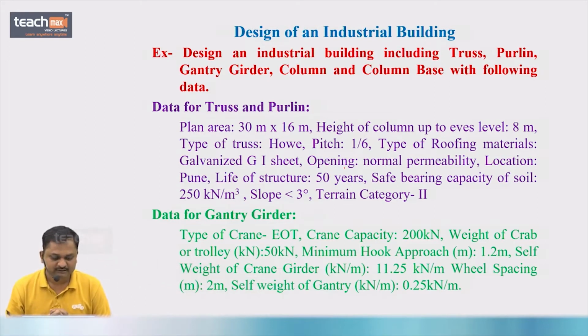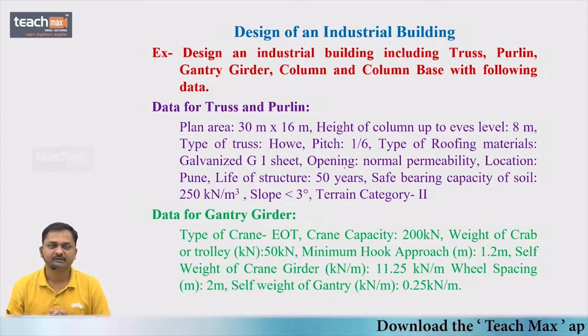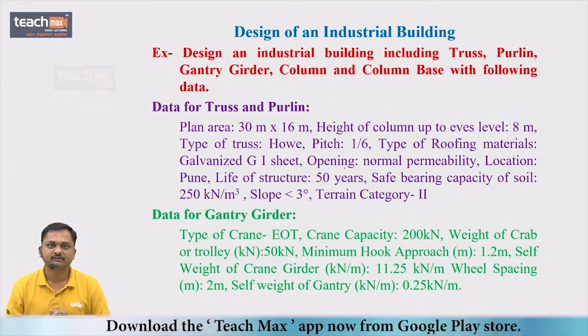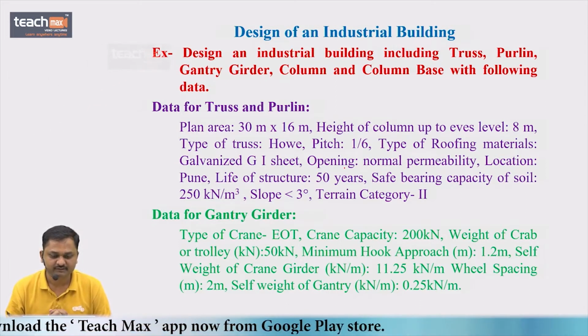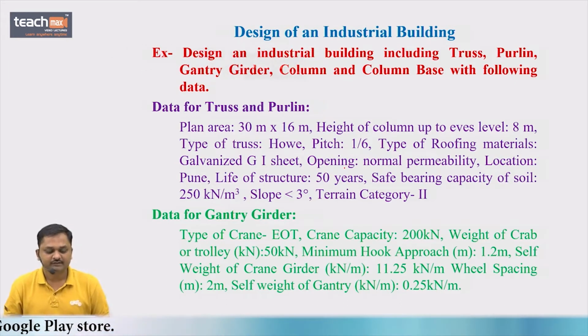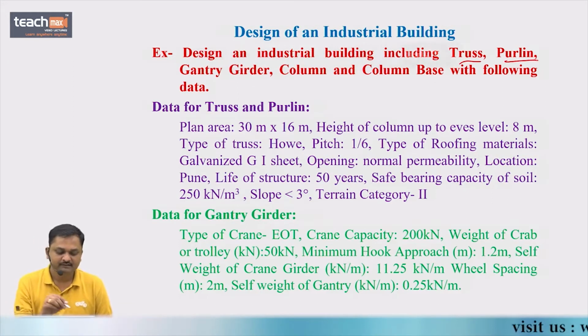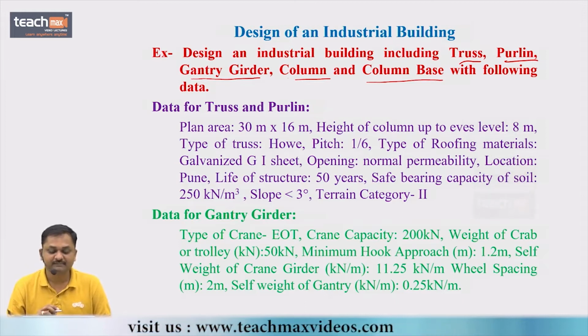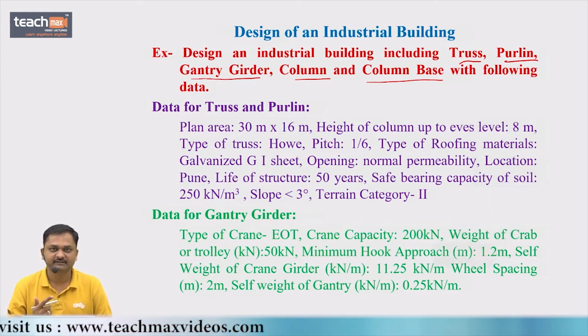Okay, so let us see what given data is generally available for the designer, and on that basis how the designer designs this whole building, the whole industrial building or industrial shed we can say. Design an industrial building including truss, purlin, gantry girder, column and column base. So almost five structural elements that we are going to design: purlin, truss, gantry girder, column, and column base.